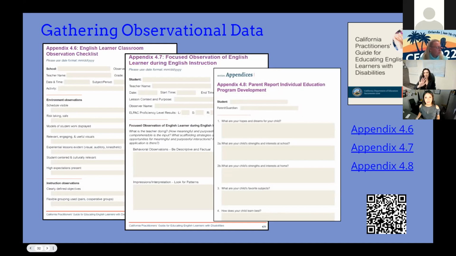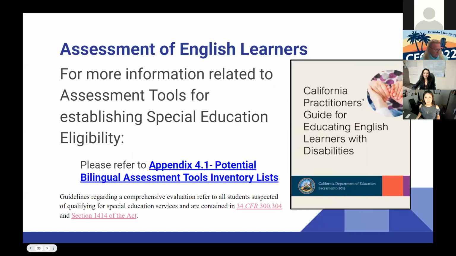So as we look at all these varied needs and how supports are provided, we want to ensure, again, comprehensive, valid, and reliable assessments.